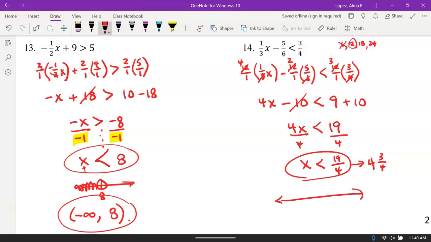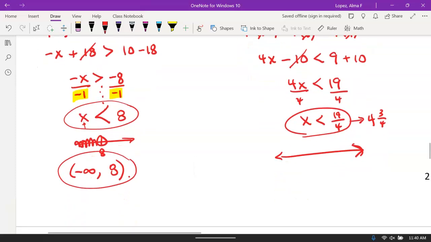That way you can locate it on the number line if you need to. Let's give ourselves a number line. 19 fourths, or 4 3/4, is what I'm looking for. 19 fourths, I need an open circle on that. X is less than that, so it goes to the left. Or if you have a hard time reading it, always remember, if you solve for the x on the left, he's going to point. He's going to say go left.